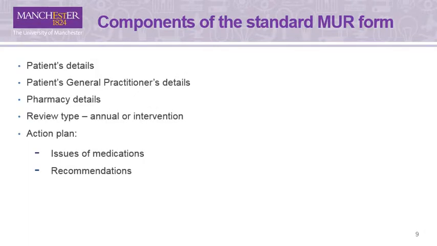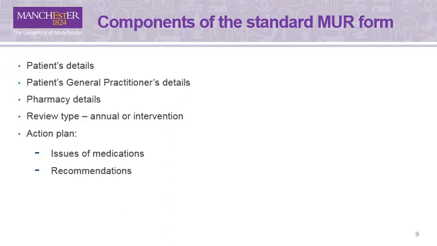The components on a standard MUR form are the following: a confirmation of a patient's details such as name, NHS number, date of birth, and contact details, the patient's general prescriber details, and pharmacy details including name of pharmacy and address. The type of review, this is either an annual MUR or an intervention MUR, which is usually done when the pharmacist identifies a patient who would benefit from a review.